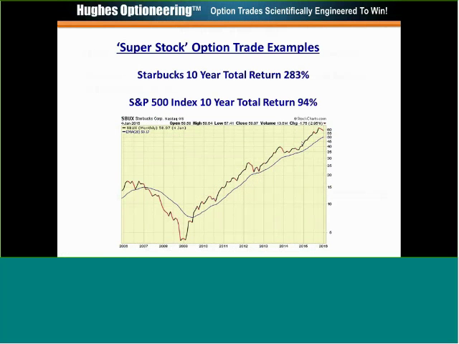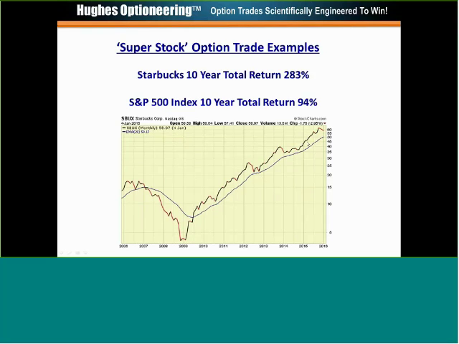So let's look at some actual examples of trades we took, option trades that we took on super stocks. This first example we'll look at was for Starbucks, and we looked at this just a minute ago, and we can see Starbucks in a very strong price uptrend, and it stayed above the 20-month EMA here since 2009. So a long price increase.